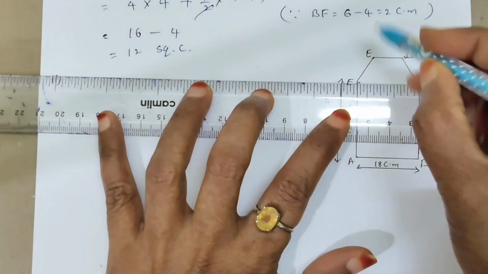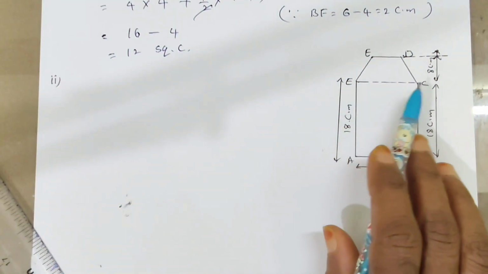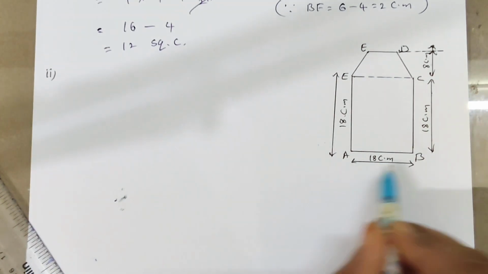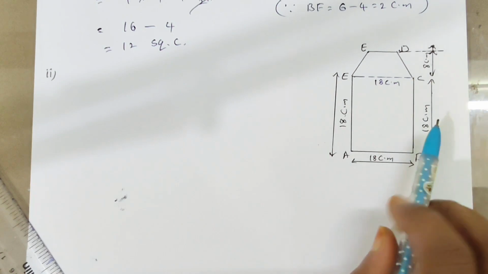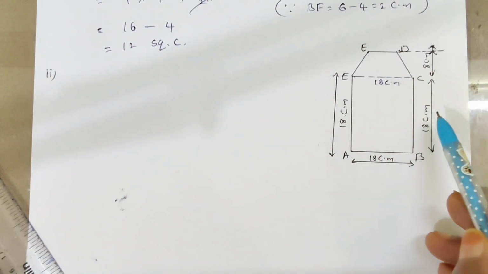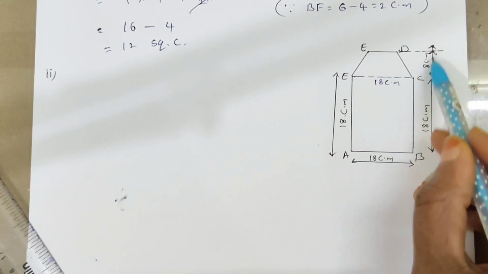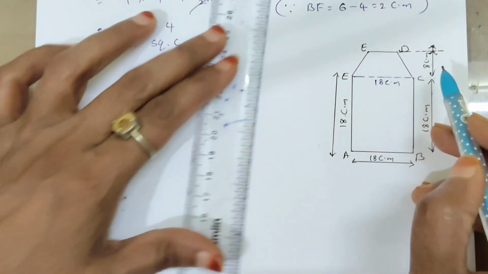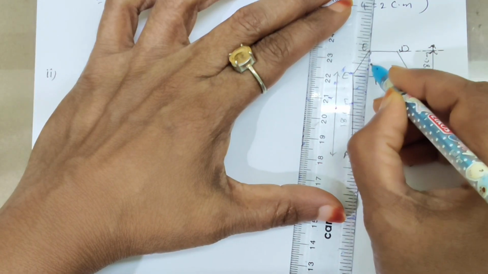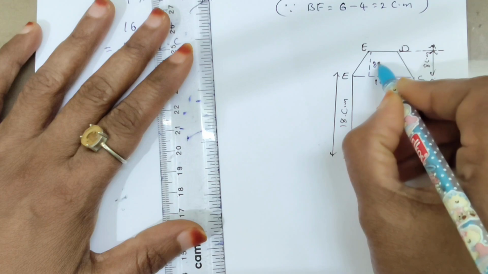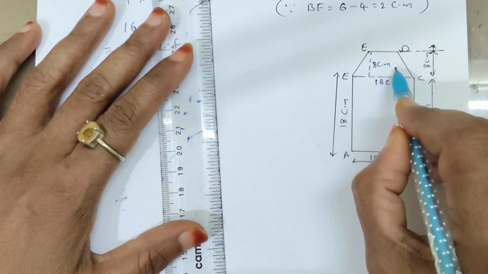Here first, we draw one line, joining points E and C. So now here A to B is 18 centimeters. E to C is also 18 centimeters. E to A is 18 centimeters. C to B is 18. Here to here is 8 centimeters. This height is 8 centimeters, so this complete height is equal to 8 centimeters.